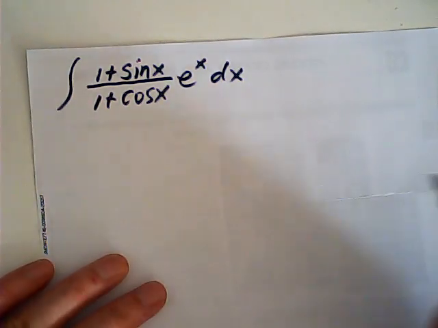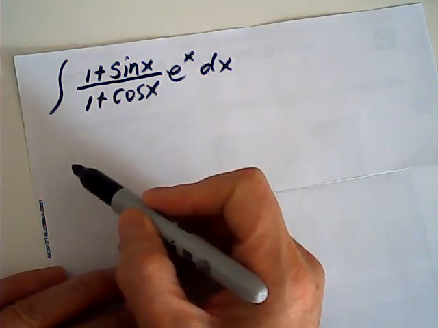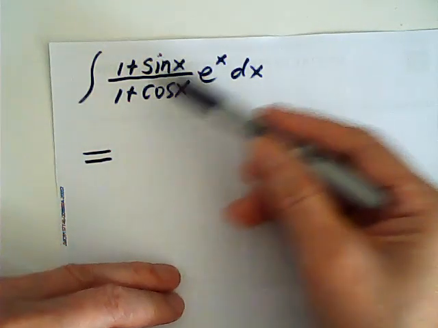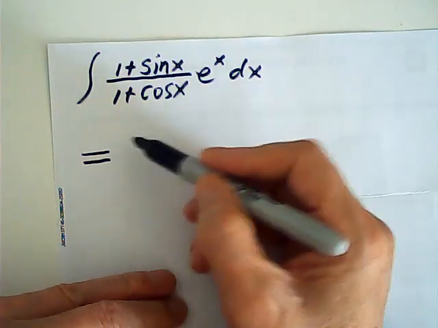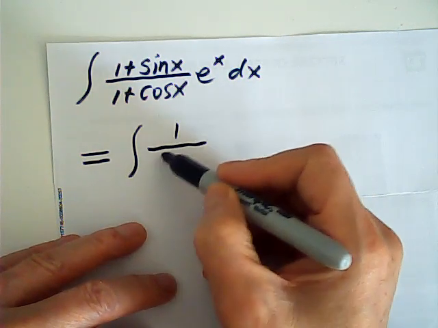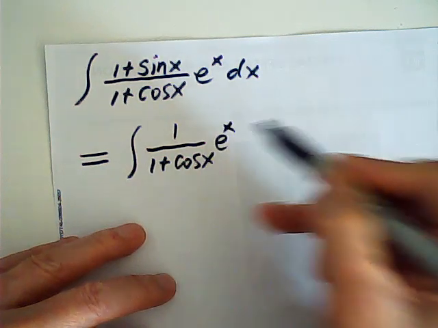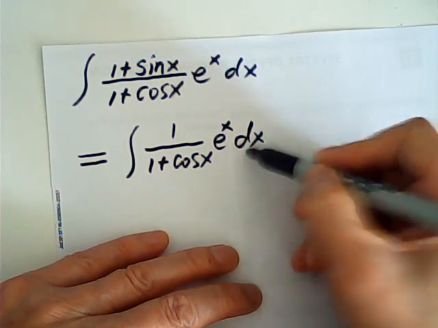Let me do this integral by 4 methods. Method 1. Method 1 is this: I split the fraction into 2 parts, which is 1 over 1 plus cosine x, e to the x. Right, that's the first part.